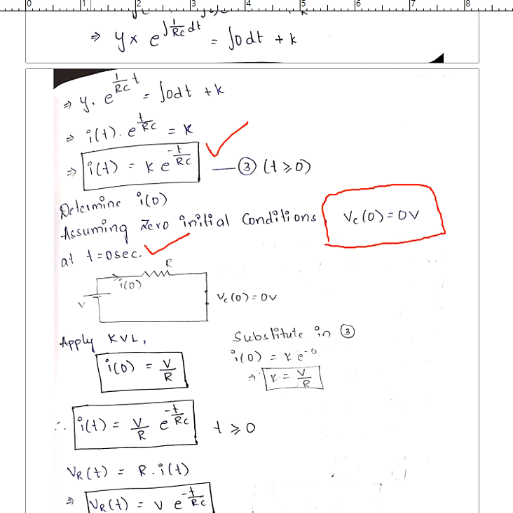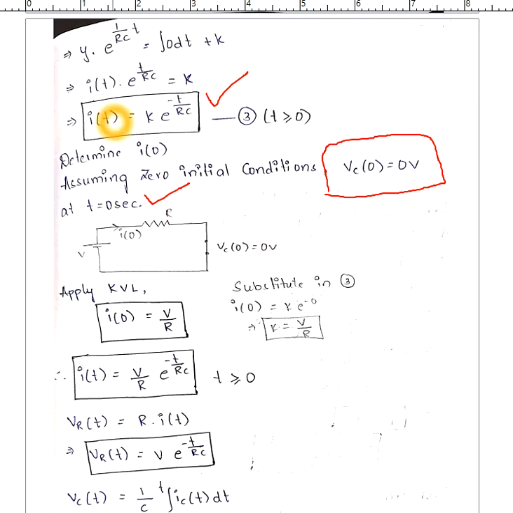And since we have the I of t equation here in terms of k, just replace t equal to 0. Then what happens here? I of 0 will be equal to k into e power minus 0. So from this what do you get? K is equal to V by R. So this is how we are going to determine the unknown constant k. Then what you do? You are going to substitute this in our expression that we got after solving the differential equation.